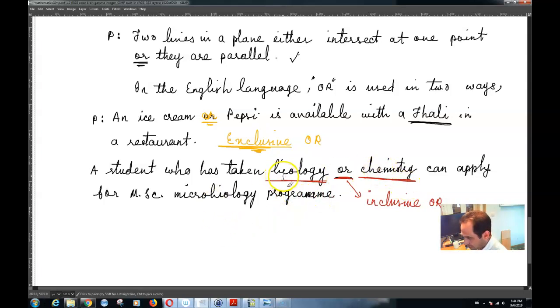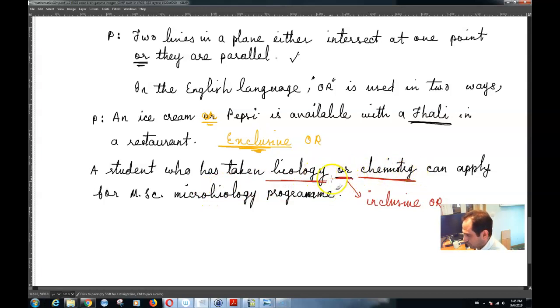And it also means that if the student has taken biology and also chemistry, both of them, he can also apply for the MSc Microbiology Program. So there are 3 different cases. Either he has taken only biology before, or he has taken only chemistry before, or he has taken biology and chemistry, both of them together. In all of these 3 cases, he can apply for the MSc Microbiology Program, and he would have no problem applying for the course, right?